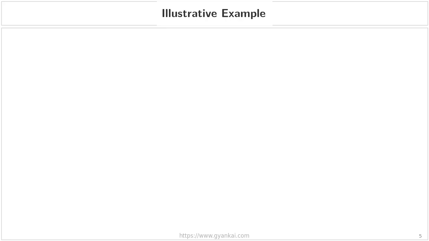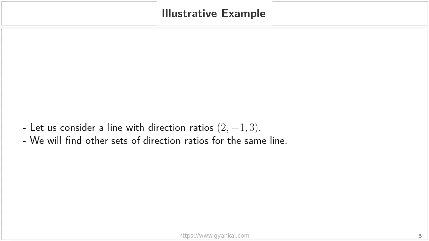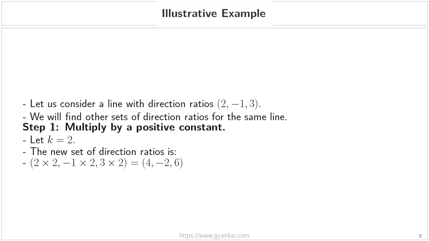Illustrative example. Now that we've understood the theory behind how direction ratios work, let's move on to an illustrative example to see this property in action. Let's start with a concrete starting point. Suppose we have a line defined by the direction ratios 2, -1, and 3. Our goal here is to demonstrate how we can generate different sets of direction ratios that all describe this exact same line. First, let's try multiplying our original set by a positive constant.